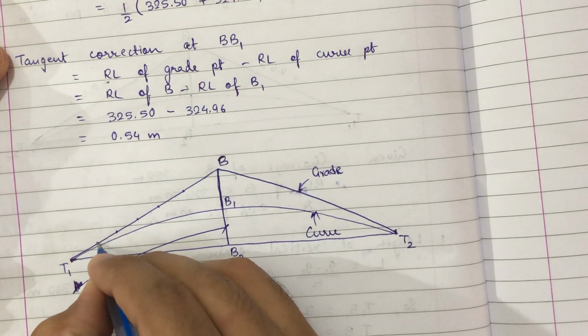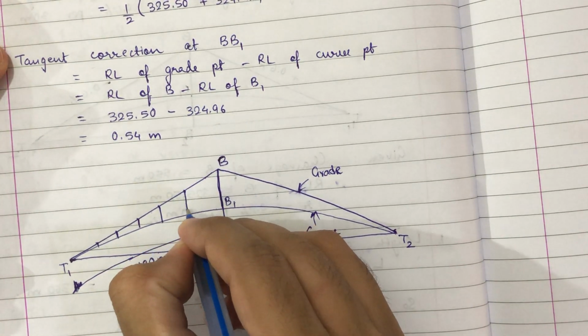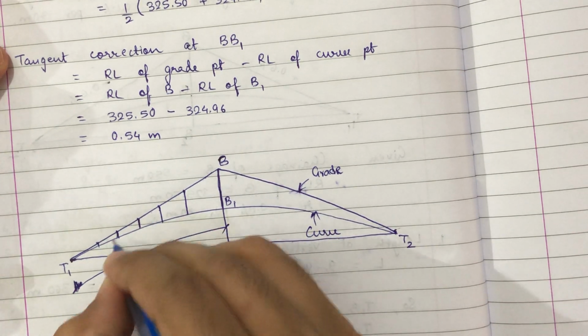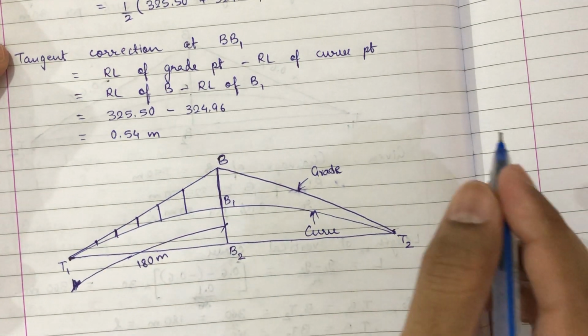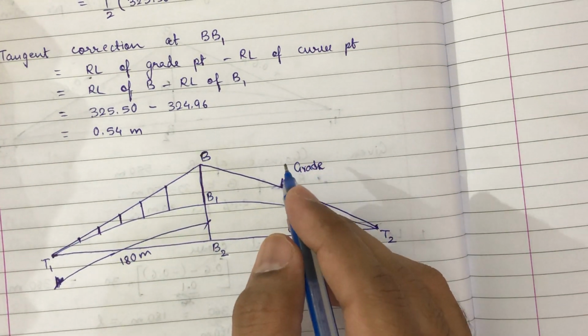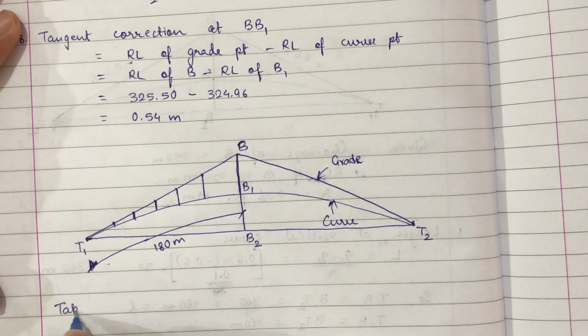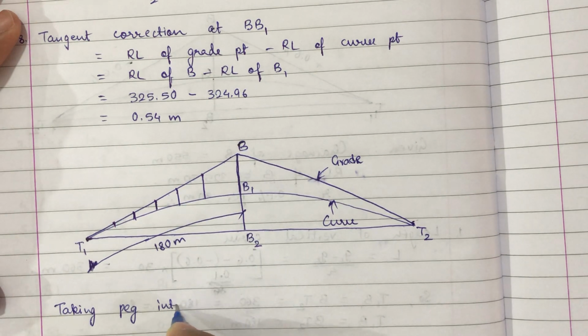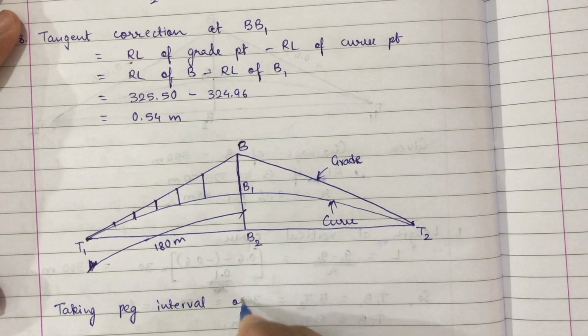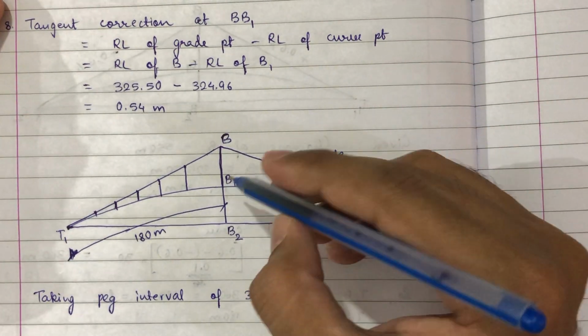So let us draw elevations like these. These are given at peg intervals of 30 meter. Here we are taking a peg interval of 30 meter.